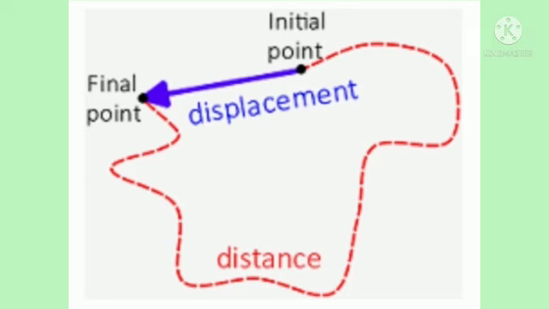Now let us see about displacement and distance. Distance is the length of the actual path traveled by an object in motion while going from one point to another, whereas displacement is the minimum distance between the starting and finishing point. In the given diagram, the blue arrow indicates the displacement from the initial point to the final point, and the red dotted line indicates the distance from the initial point to the final point.